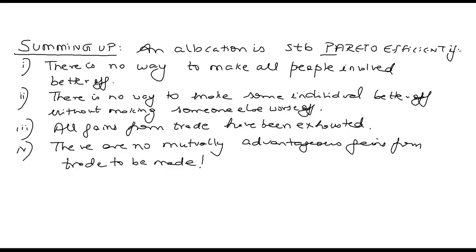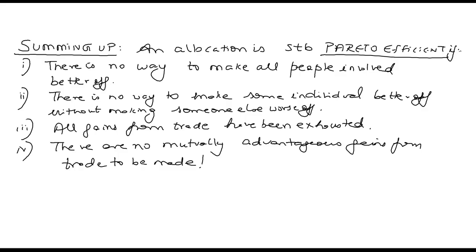So we say that an allocation is Pareto efficient if there is no way to make all the people involved better off. There is no way to make some individual better off without making someone else worse off. All gains from trade have been exhausted and no mutually advantageous gains from trade are to be made. That means once you reach the point of Pareto efficiency, you will not want to deviate from that point.